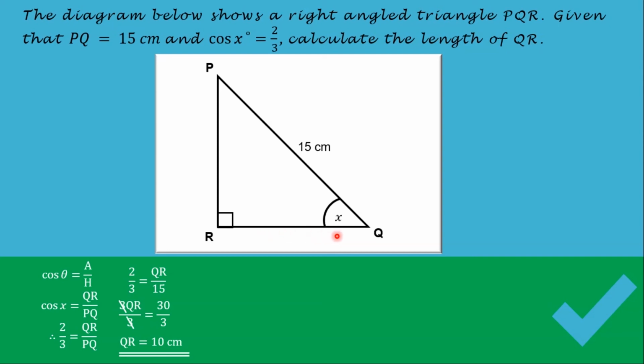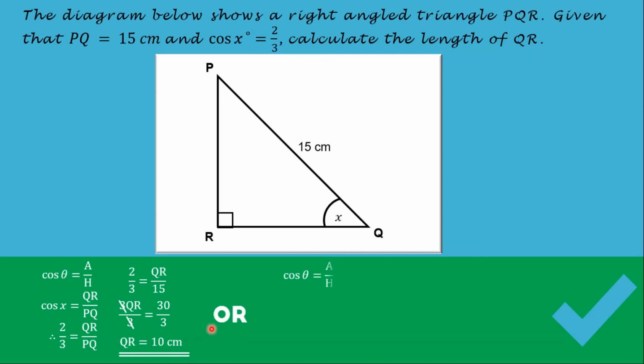And now they expressed x using the trigonometric function cosine theta, and therefore they used the length QR, and actually we're finding QR. Therefore, this ratio here, 2 to 3, is equal to the ratio of side QR to side PQ. Then we cross multiply and get an equation 3QR is equal to 30. We divide by 3 on both sides and get QR as 10.